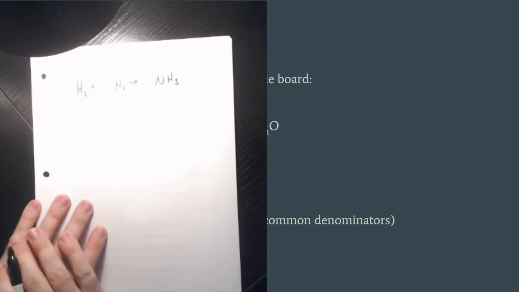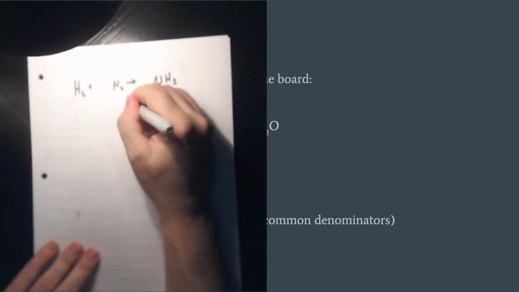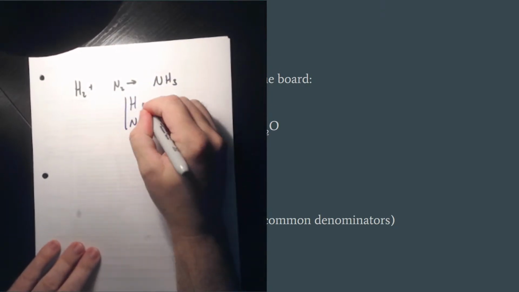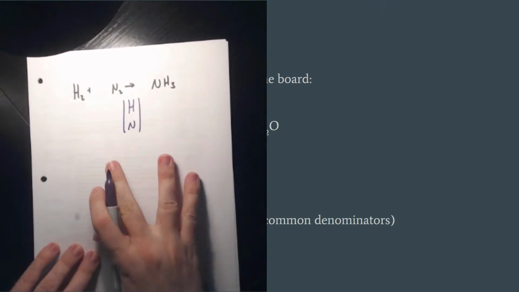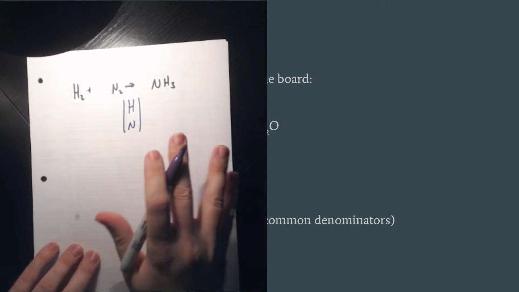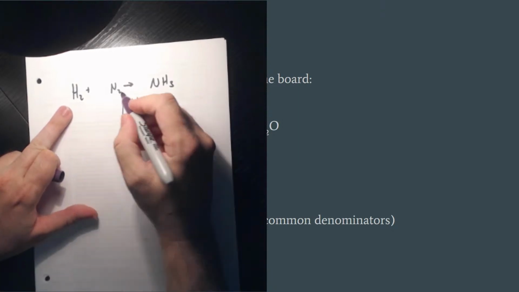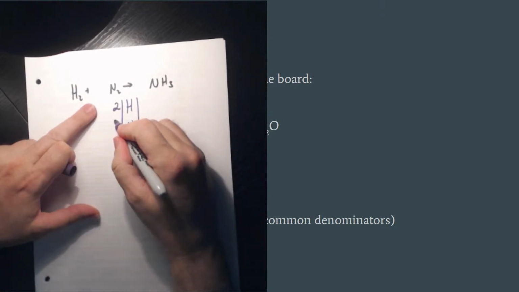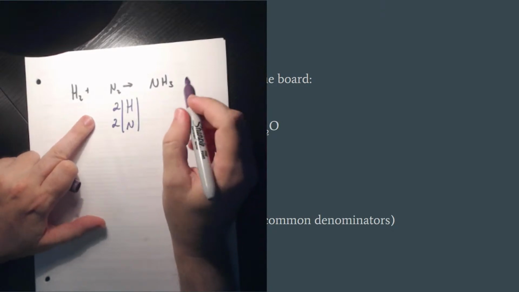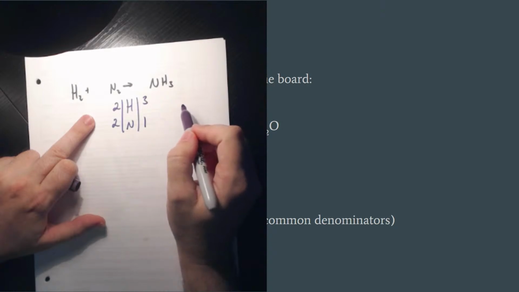When I write these things out, I typically make it a point to leave space so that you can put coefficients in there. So we have hydrogen and nitrogen. Those are the two elements. You don't have to do this, but I find this a really good way of balancing reactions, keeping track of all your atoms as you go along. So we have 2 atoms of hydrogen on the left and 2 atoms of nitrogen on the left. And on the right, we have 3 atoms of hydrogen and 1 atom of nitrogen.